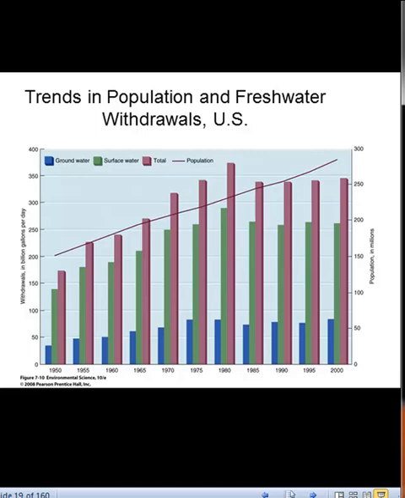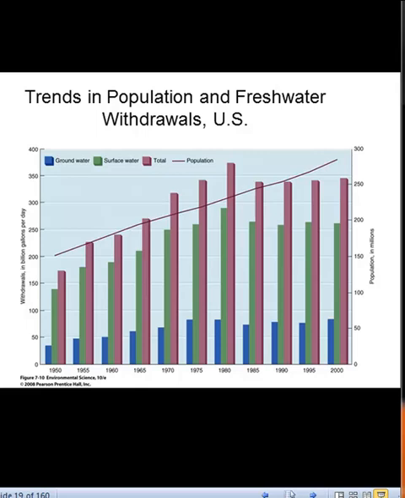Next, look at the surface water withdrawals in green. We use surface water like lake reservoirs, a lot more than groundwater. Many residents actually of Harford County get their water from surface water, such as the Susquehanna River. We also get our water from the Loch Raven Reservoir, which is in Baltimore County. Those are both surface water sources.